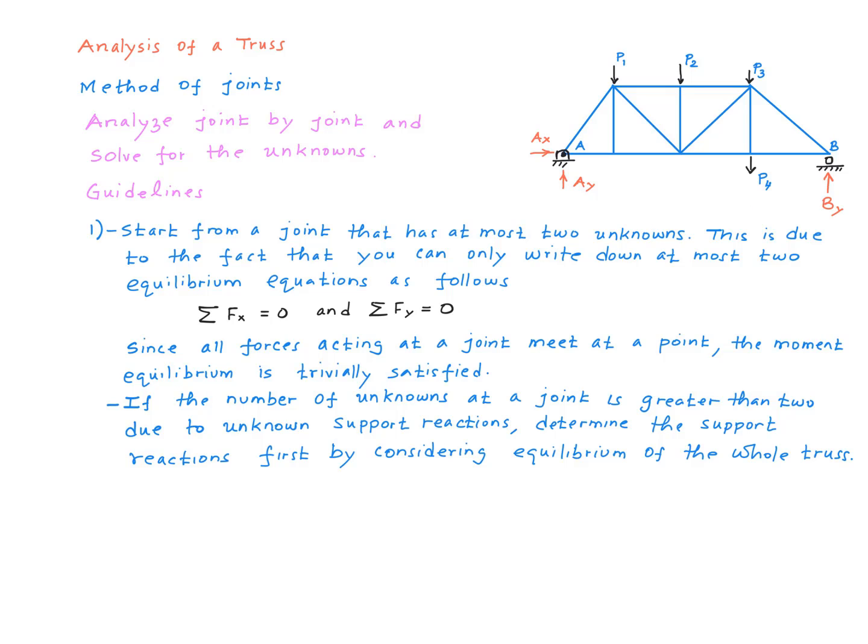So we find the support reactions first by considering the entire truss. We can write down three equilibrium equations for the whole truss. Remember, in this course, we are only going to consider statically determinate trusses, right? So the number of unknowns will not exceed the number of equations we can write down. So you can write down three equations, there are three unknowns, and we should be able to solve for the three unknowns. So that becomes the first step in the method of joints in many cases. In some cases, however, you might find a joint that has just two unknowns, and therefore you can start from there.